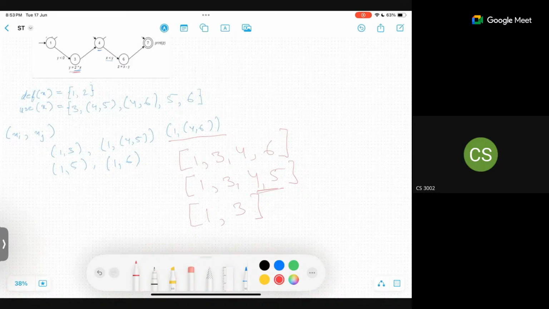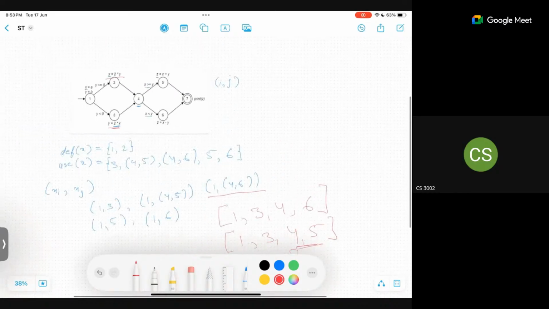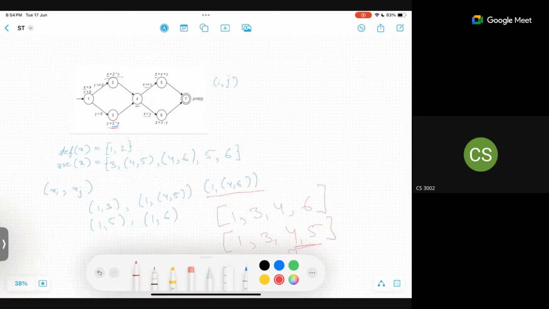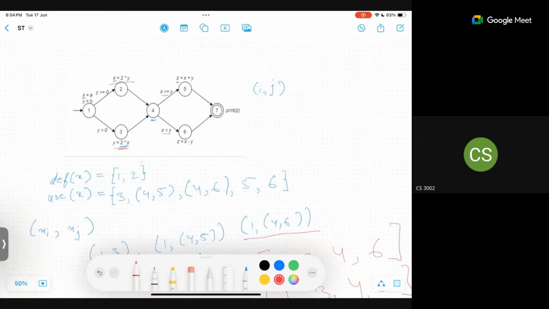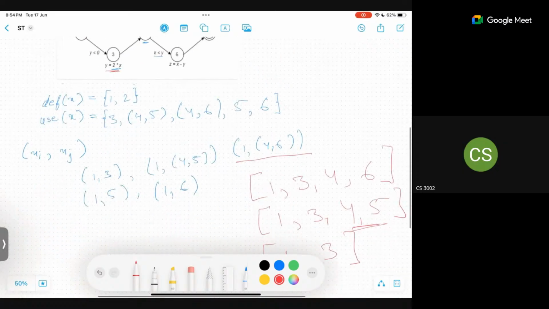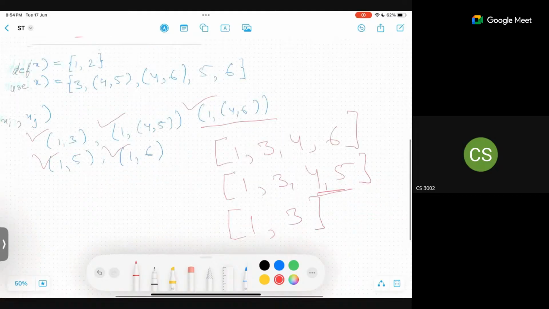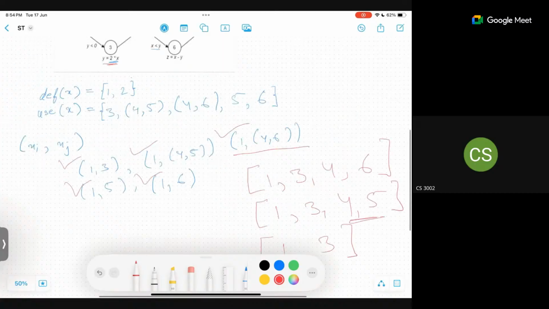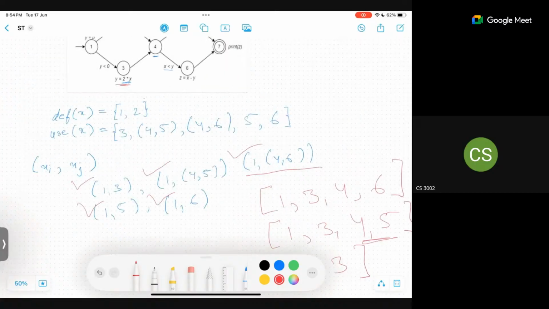So 3 du paths, right? I hope I'm not missing anything. This is for x, by the way. Okay, just let me quickly check. You just have to see if you have considered all possible du paths out of the du pairs that you had. So 1 3 we have considered already, right? So this is done. 1 4 5 is done. 1 4 6 is done. 1 5 is done. 1 6 is also done. So I think that's about it. Okay, so these are all the du paths for x.